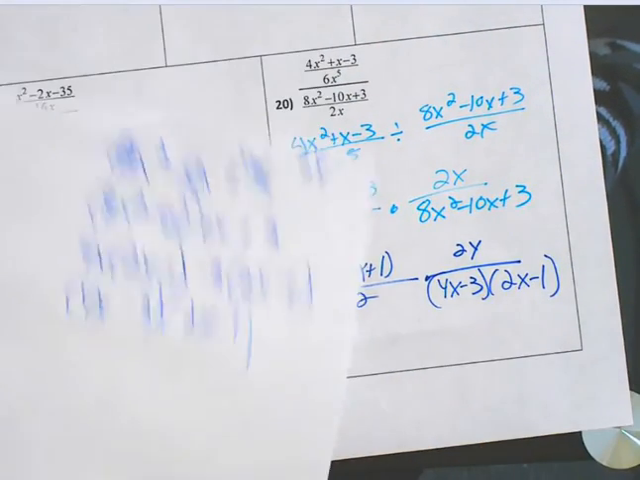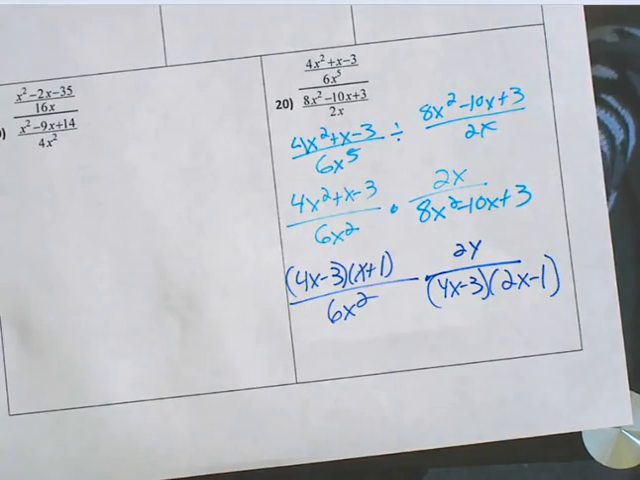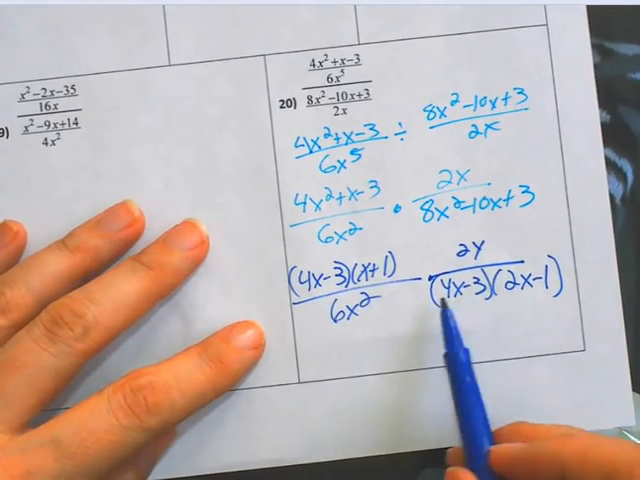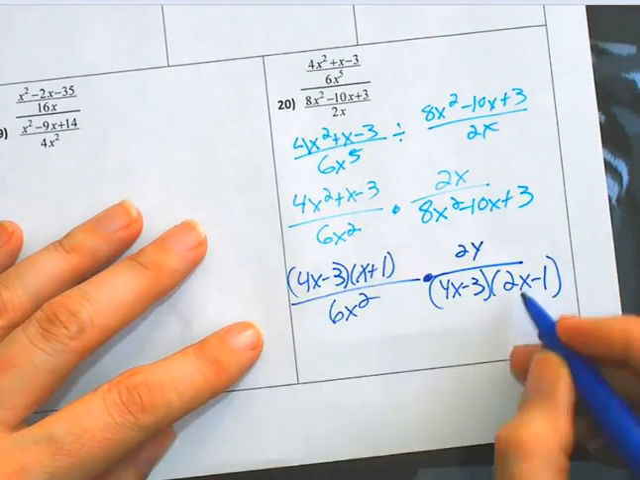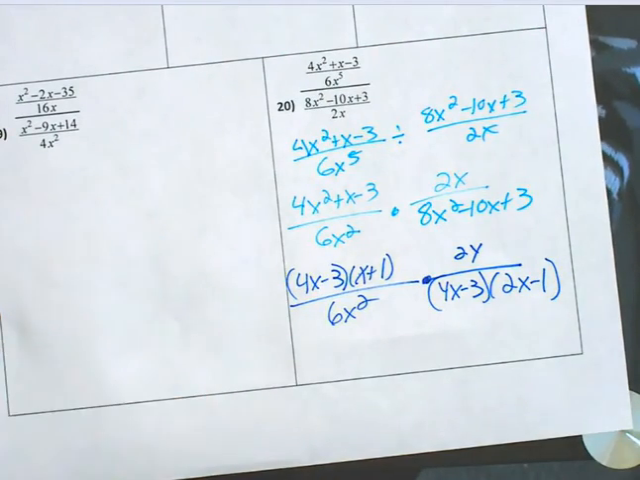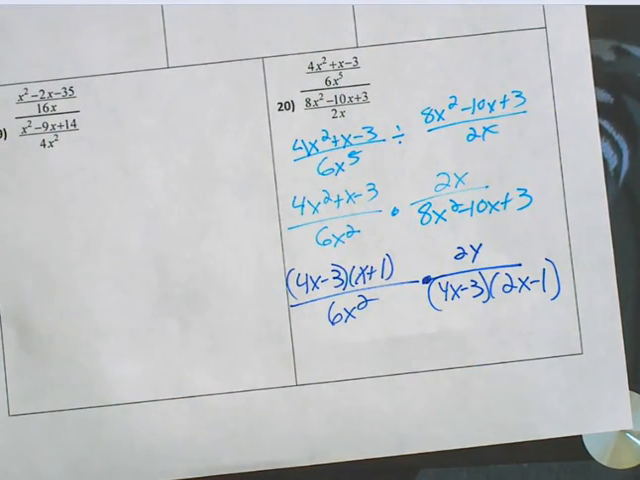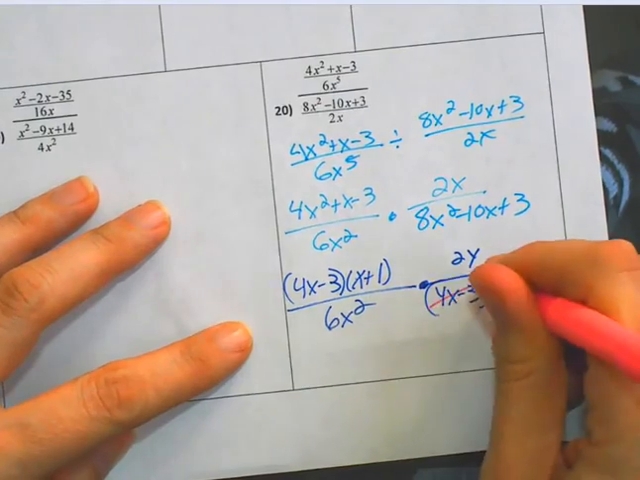Now, I like to see if I can cross anything out. Remember, this is multiplication, so I can go ahead and cross things out over that multiplication sign. You cannot do that for addition and subtraction. So I see I can cross this out.